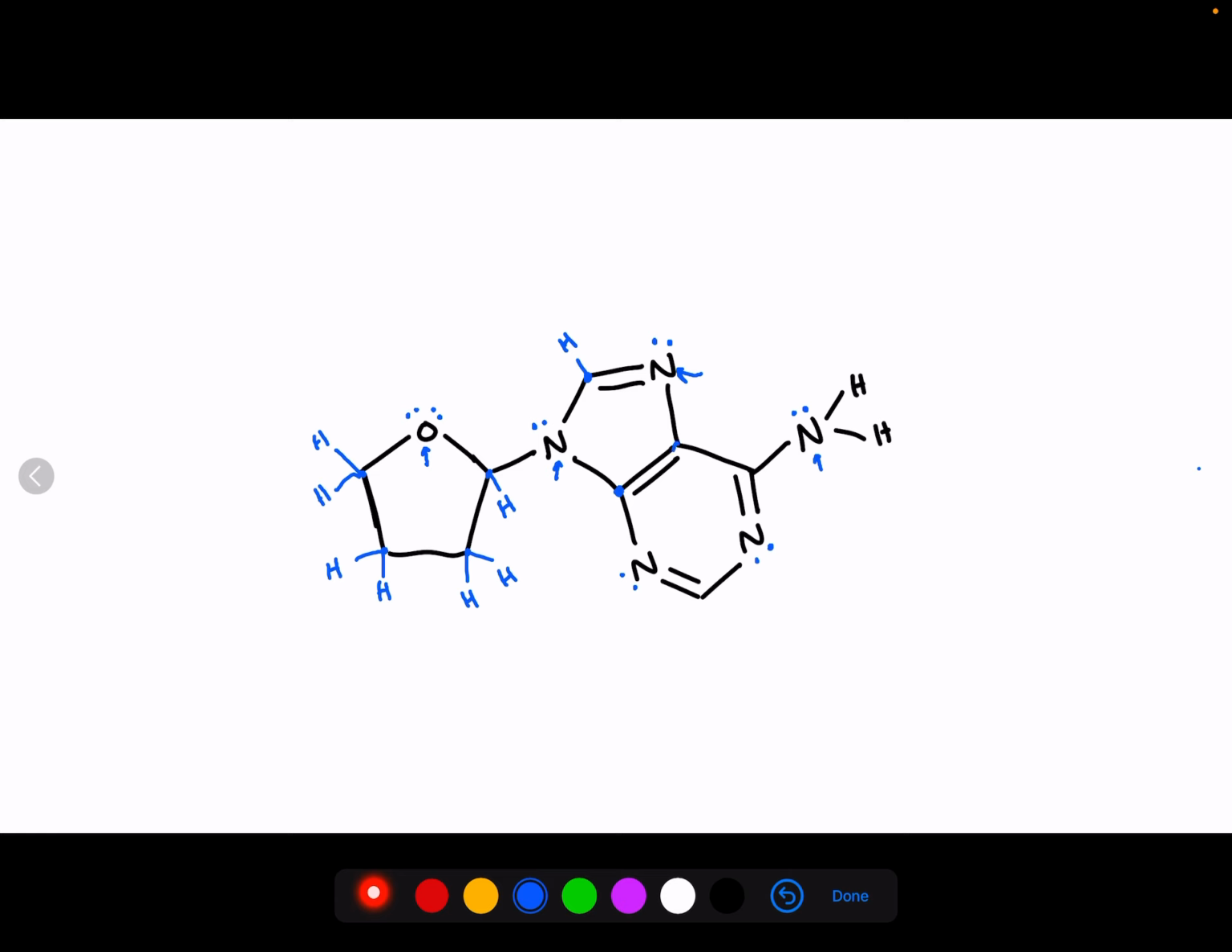These 2 carbons right here have a double bond and 2 single bonds, so they don't need any additional hydrogens. This carbon right here is a double bond and single bond, so we're going to go in and add 1 more hydrogen to make it 4 bonds total. This carbon right here, a double bond and 2 single bonds, so it's all good to go. We don't need to add in any other hydrogens.